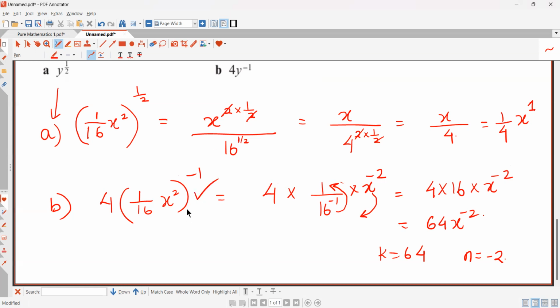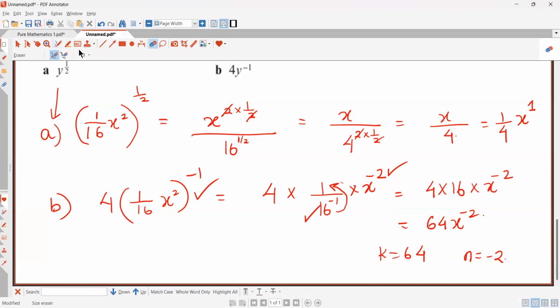Yeah. Okay, if you understood the first step, if you open the bracket, 4 is as it is, your x square will be multiplied by minus 1. 2 raised to minus 1 is minus 2. So I wrote it down. 16 raised to minus 1 is 16 raised to minus 1. I wrote it down. Do you understand the second step also?